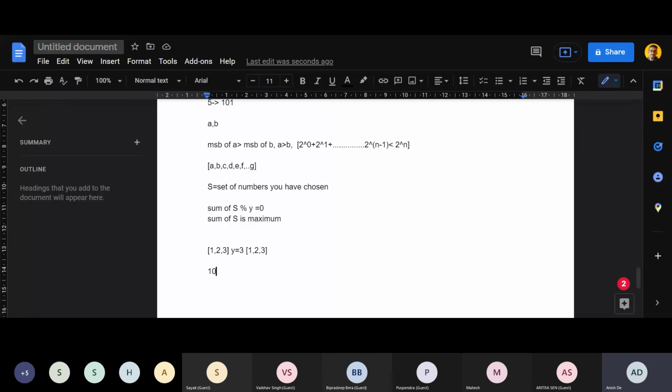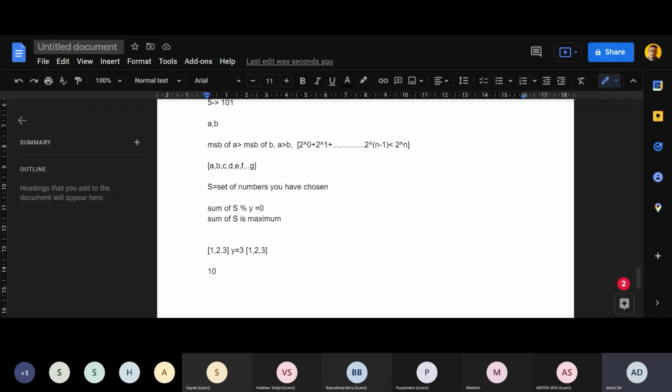Yes, Shayok was telling something. Generate all possible subsets. Yeah, that will be exponential. Exponential will work, right? Because the number is only 10. Yes, it will be 2 to the power 10, that is 1032.